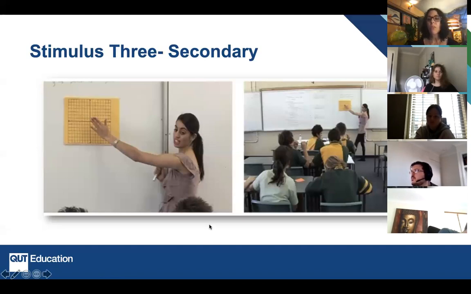I guess the one thing that I noticed that I thought a teaching action that she could have used is moving around the room a little bit more. I think if she had gone out there and moved around, that may have helped the behaviour management. Why do you think she didn't do that? Why do you think she stayed at the blackboard, at the whiteboard? Any thoughts?